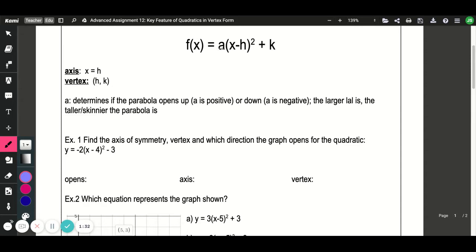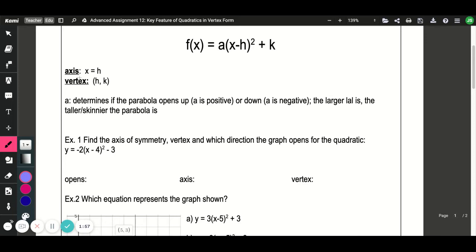If A were a fraction, like a half or a third, or a decimal less than 1, anything where the absolute value is less than 1, then that means that it's getting squished. It's called a vertical compression. It's like if I could push you down, right? If I could compress or push you down. So if it was a half, you'd be half as tall. You'd get shorter and wider.